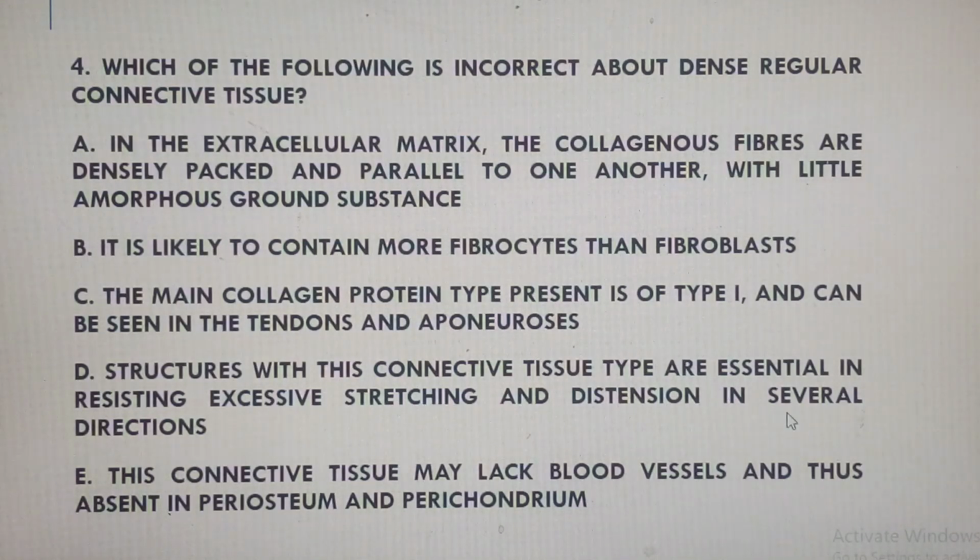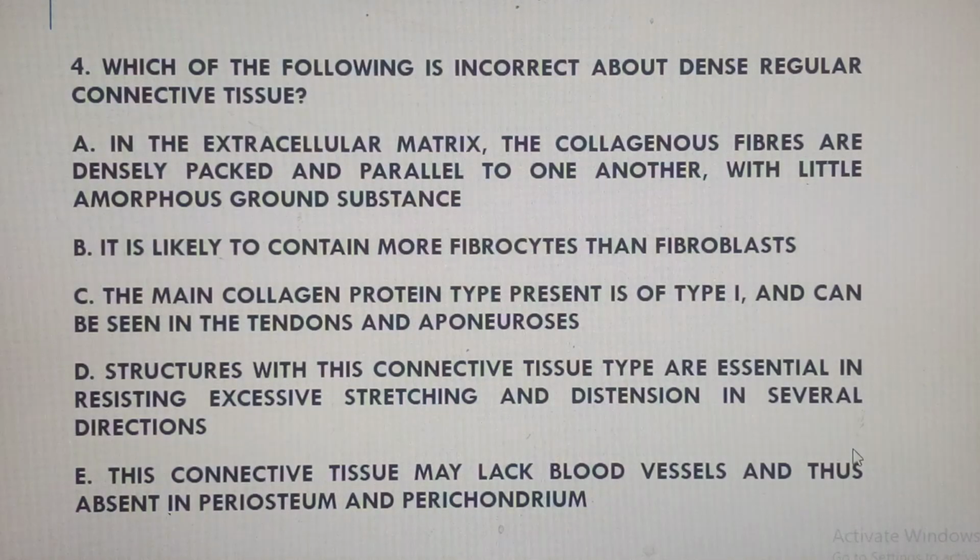Now, option D says structures with this connective tissue type are essential in resisting excessive stretching and distension in several directions. Yes, they are going to resist that, but in a single direction, in a single plane only, because the fibers are running in a single direction. They are not running in different directions. Please get to know that's why they are regular.